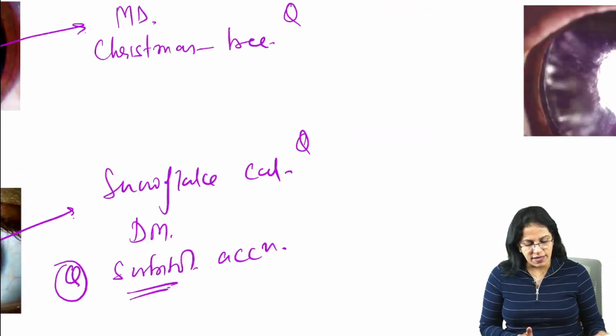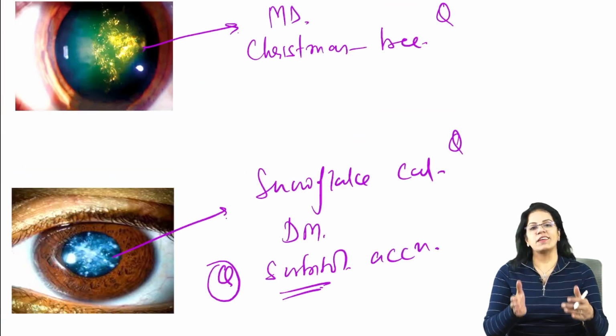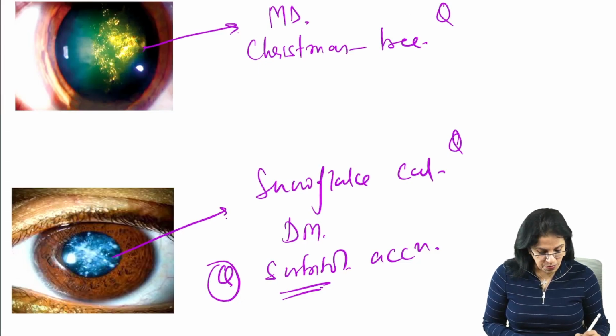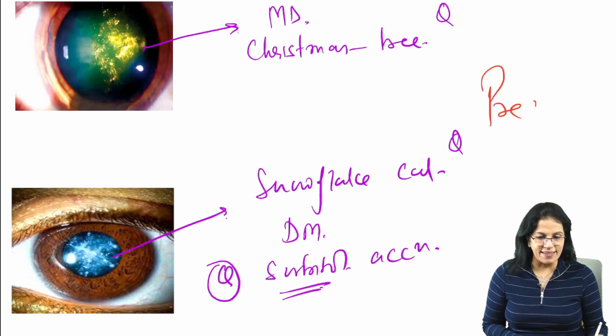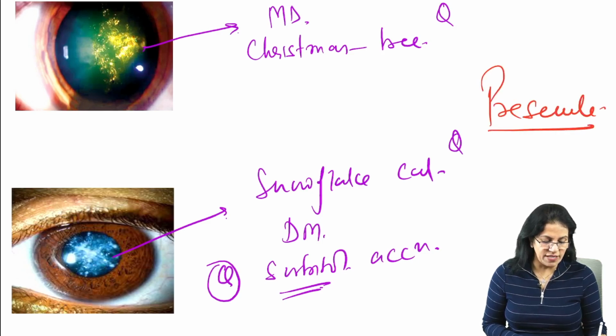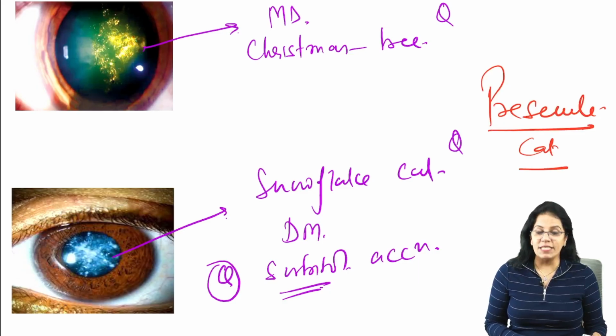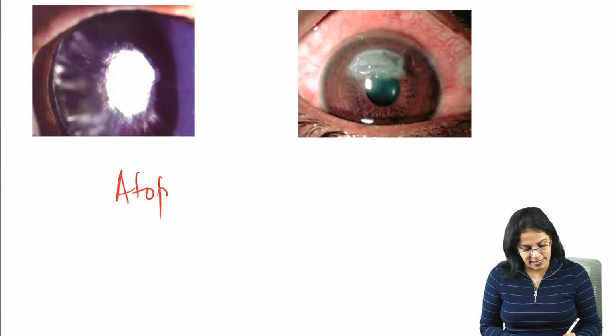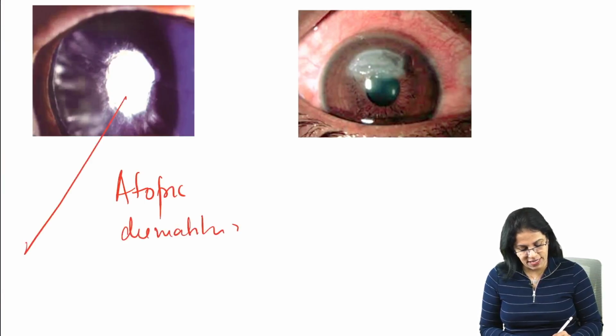What heading can I give if I'm putting Christmas tree cataract and diabetic cataract together? Both are pre-senile cataract. Don't forget, these are pre-senile cataract. You know, before 50 years of age, it can happen. Diabetic, and another pre-senile is this one, atopic dermatitis. In atopic dermatitis, what type of cataract do you get? As you can see, it is shielding the pupil.